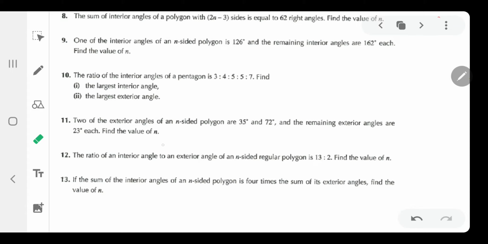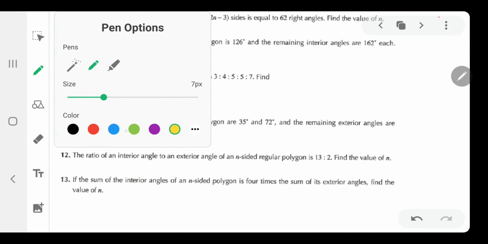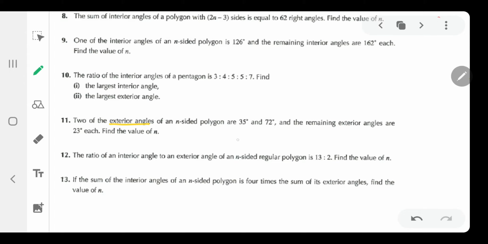So now what will be the sum of exterior angles of this polygon, because here we are talking about exterior angles? We know that the sum of all exterior angles of a polygon is 360 degrees. So the first exterior angle is 35 degrees, so we can write 35 degrees plus the second is 72 degrees plus, and the remaining exterior angles are 23 degrees each.